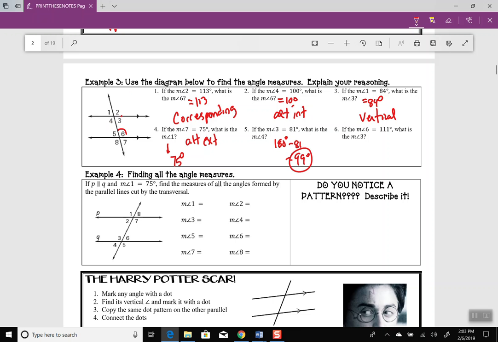6 and 3 are consecutive interior. So they add up to 180 degrees. So 180 minus 111, because we already know this is 111, that would give you 69 degrees for angle 3.